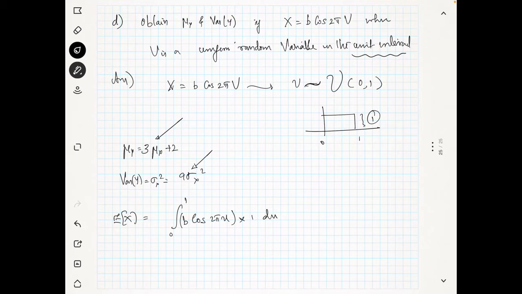So if you integrate this, you will get minus b. Integral of cosine is sine, that's why b into sine of 2 pi u, in the interval from 0 to 1. So if you integrate this, you will be getting it as 0.